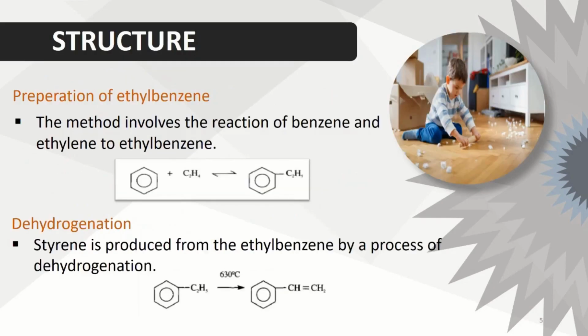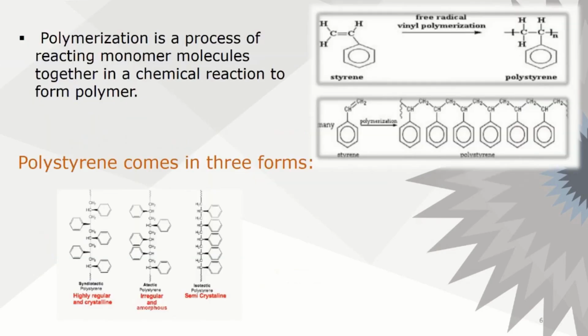Moving to my next point, structure. The polystyrene production process mainly involves three structures. The first one is ethyl benzene, the second one is styrene. You can see these two structures in this slide. Another structure is the polystyrene structure. You can see this diagram of the polystyrene structure.